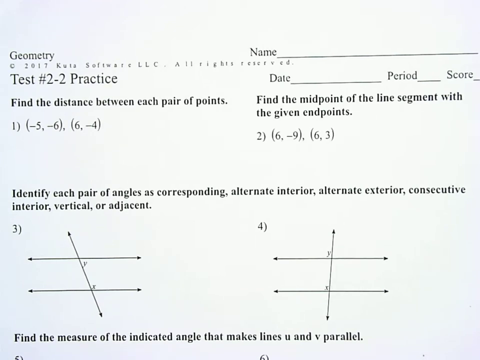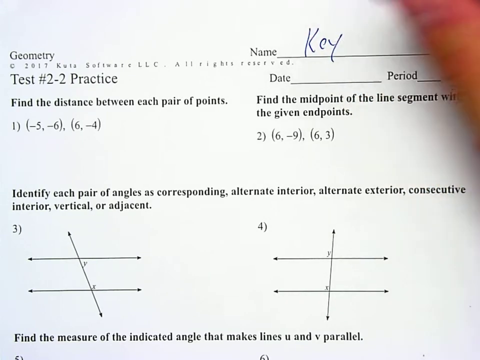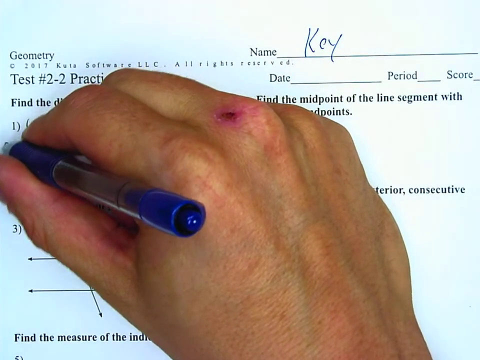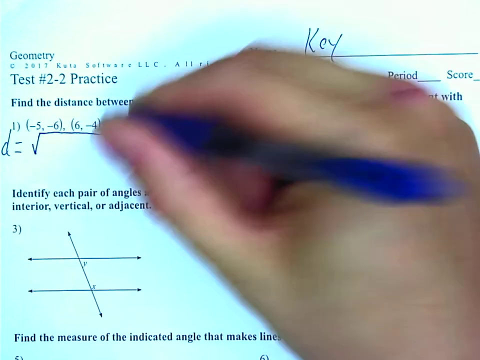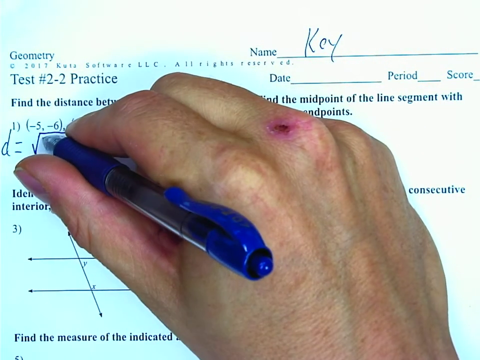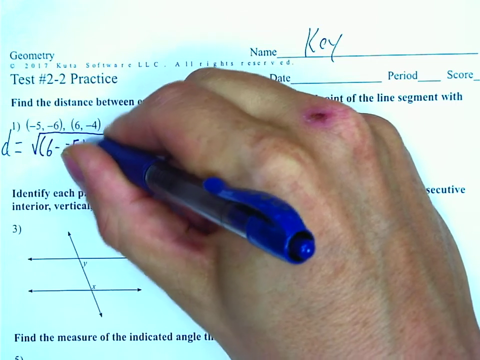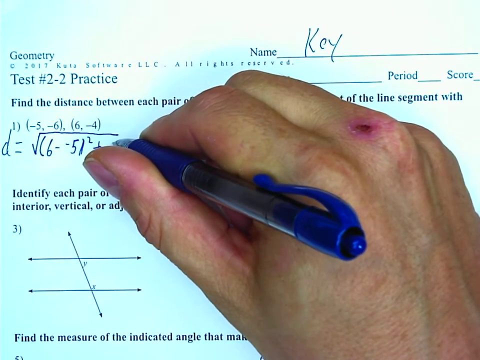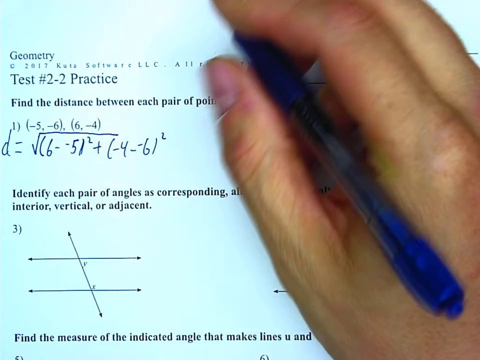Let's begin. Question 1. Find the distance between each pair of points. So when we're doing distance, we use the distance formula. D is equal to the square root. And we put the x's first. So we're going to do 6 minus -5 squared. And then we're going to put the y's next. So we're going to do -4 minus -6 squared.